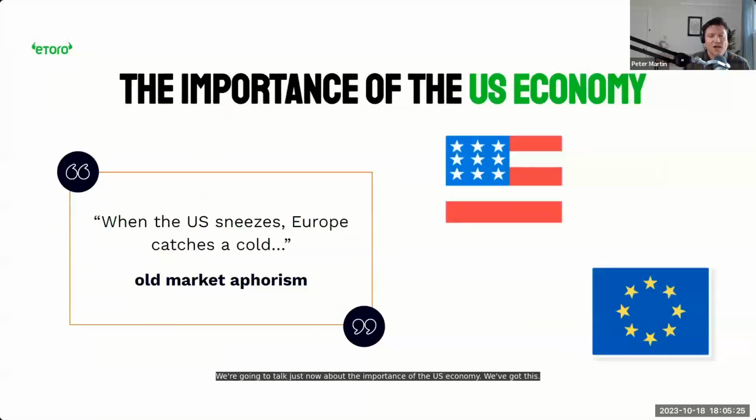We're going to talk now about the importance of the US economy. We've got this old market aphorism. I used to work in the markets for many years, and I can remember being told this quite a few times: when the US sneezes, Europe catches a cold, and that's sometimes extended to Asia catching pneumonia. Effectively what it's saying is that the US is really important. It has an effect on global trading. Why is that?